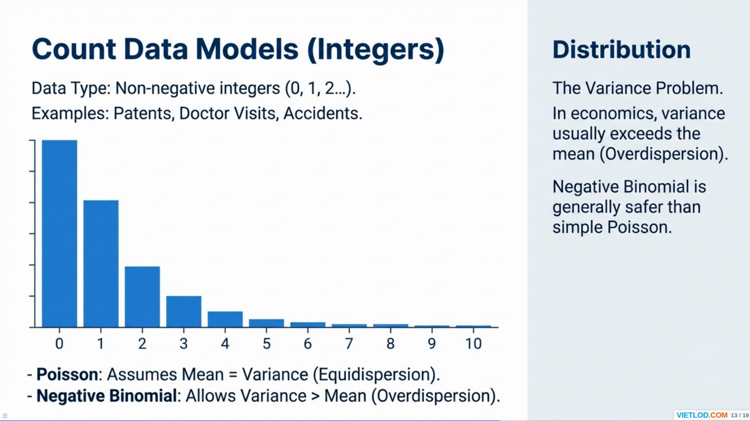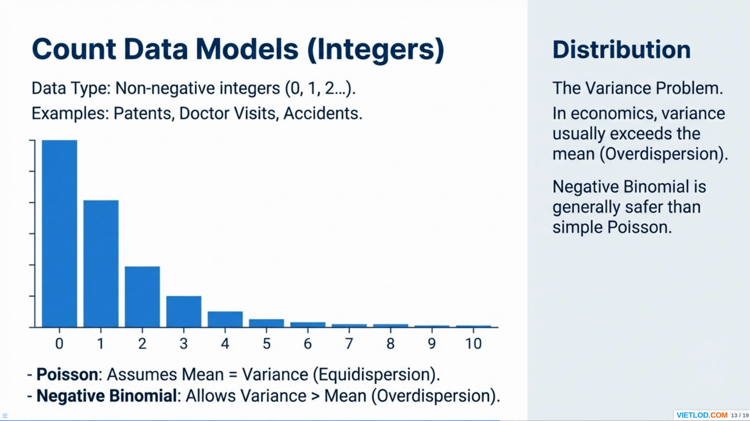Count data models are specifically designed for dependent variables that represent non-negative integers, such as the number of patents a company holds, the frequency of doctor visits, or the occurrence of accidents. The most common starting point is the Poisson model.